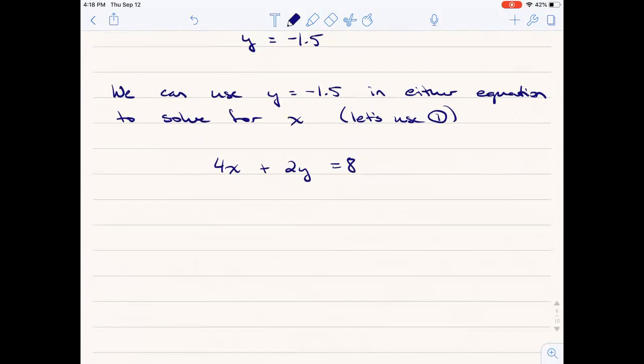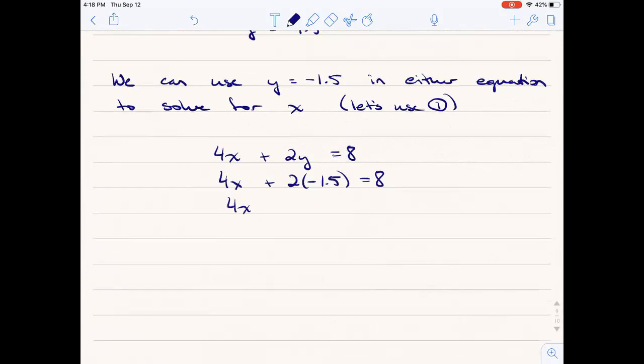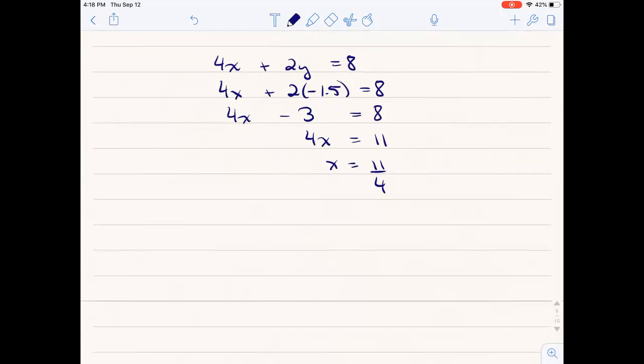Plugging in y equals negative 1.5, we get 4x plus 2 times negative 1.5 equals 8. So now we've got 4x minus 3 is 8, and then 8 plus 3 is 11. So we've got 4x is 11, and x is 11 over 4 again. So x is 2.75. That's a relief. We get the same answer either way.